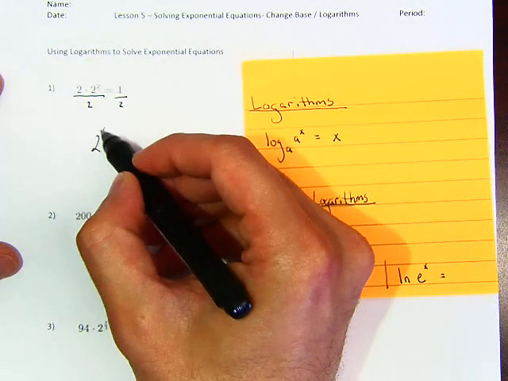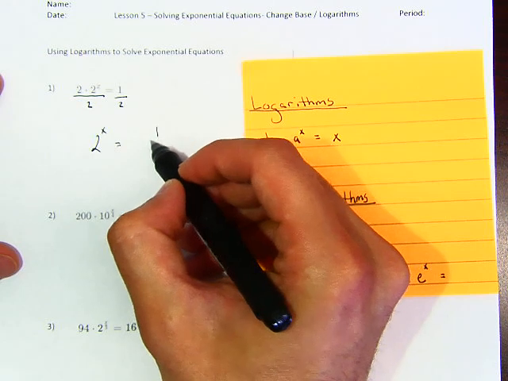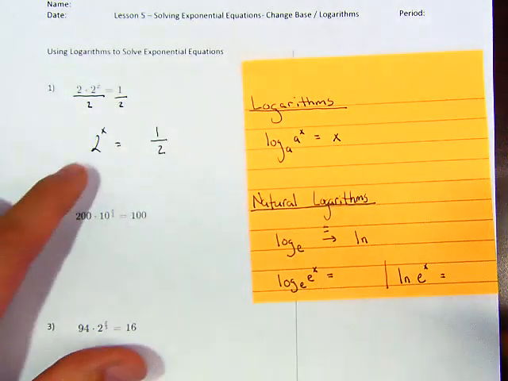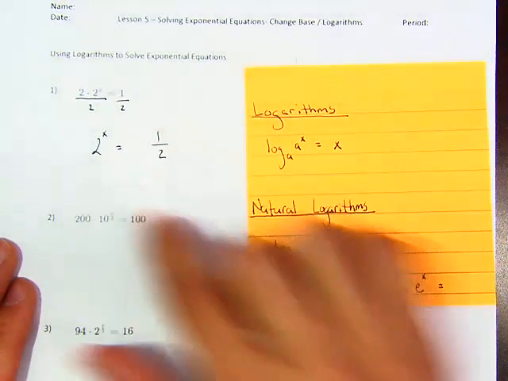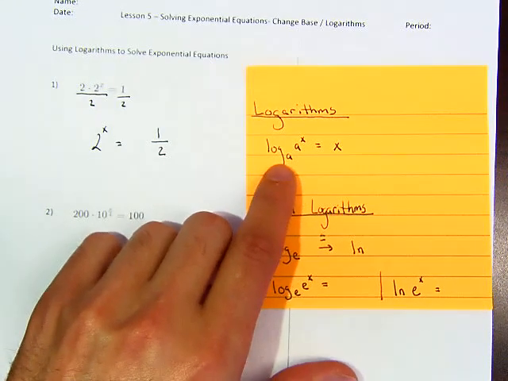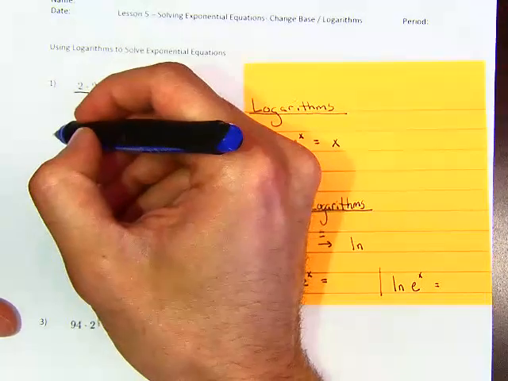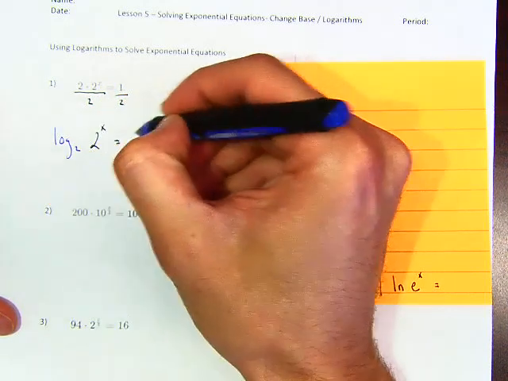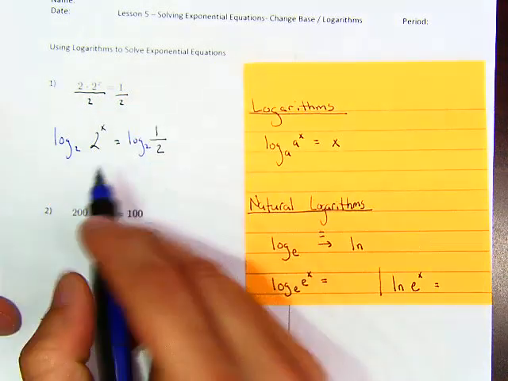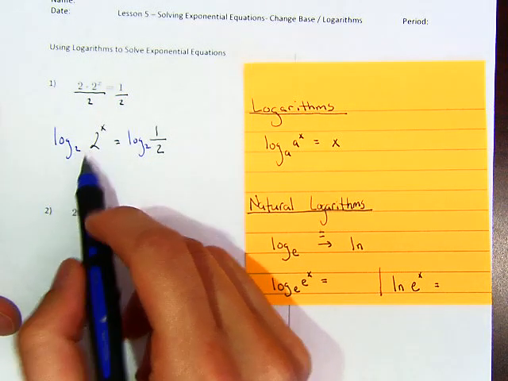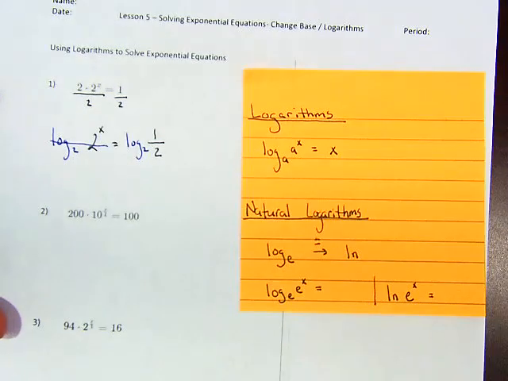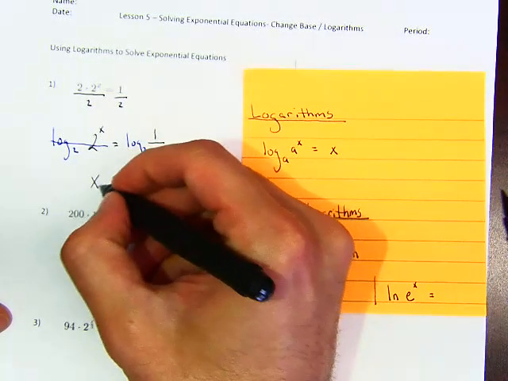So now that I have 2 to the x is equal to 1 over 2, for this section we want to use this little trick of a logarithm that we had previously: if I take log base 2 of both sides, notice that because these bases are the same, this cancels. So then you're left with just x is equal to.